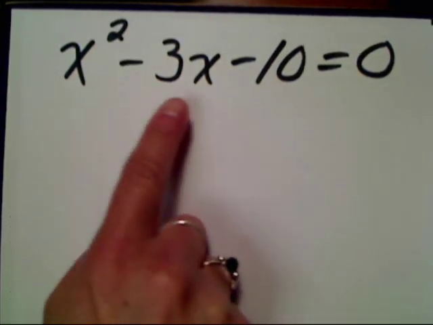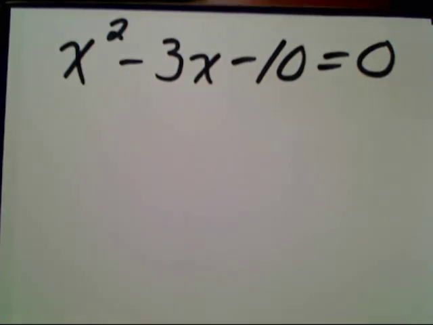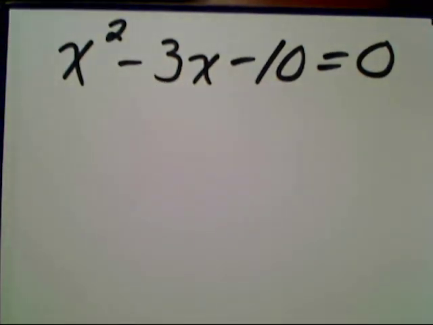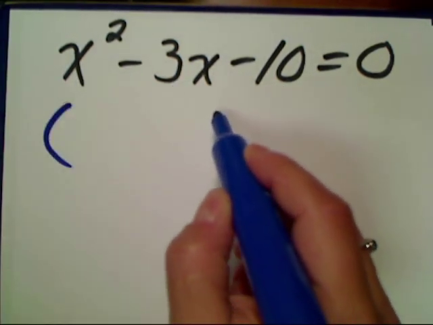So how do you get x by itself when you have an x squared and an x? That's why you need to know how to factor. So we break it apart. We have three terms. First thing we look for is a greatest common factor. We don't have one here. We have 1, 2, 3 terms, so we make our two sets of parentheses.